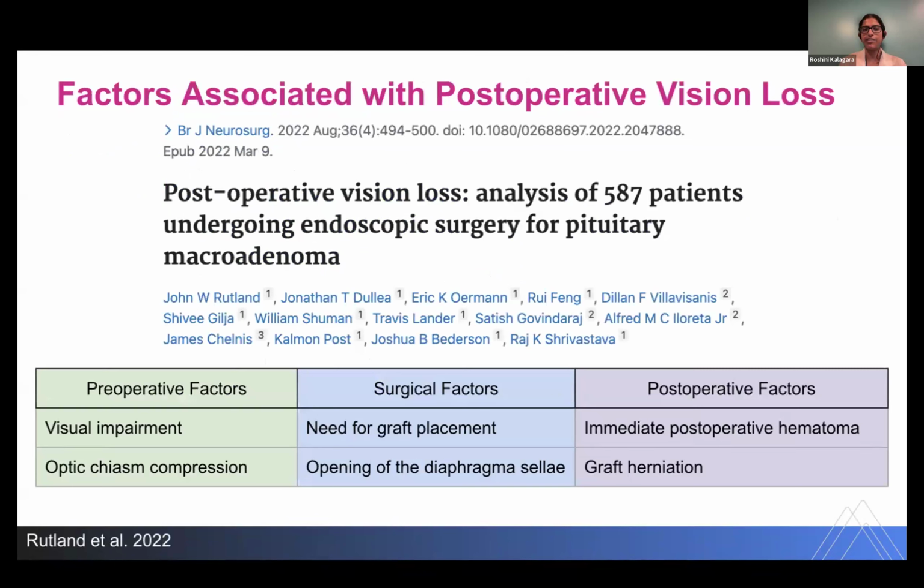Looking at some research that our institution actually did on postoperative vision loss with this endoscopic surgery for pituitary macroadenomas, there were several factors in the preoperative, operative, and postoperative time points that we need to consider when looking at things to expect for the patient, also informed consent during the preoperative setting. So factors that are associated with postoperative vision loss in the preoperative setting include visual impairment and optic chiasm compression. And then for the surgical factors, if you have a need for graft placement or if you open the diaphragma sellae, and postoperatively, if there's an immediate postoperative hematoma or any graft herniation noted.